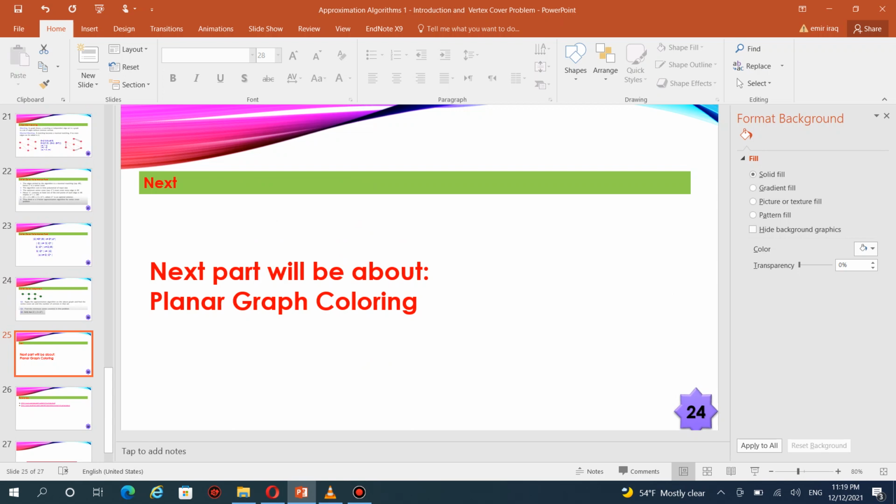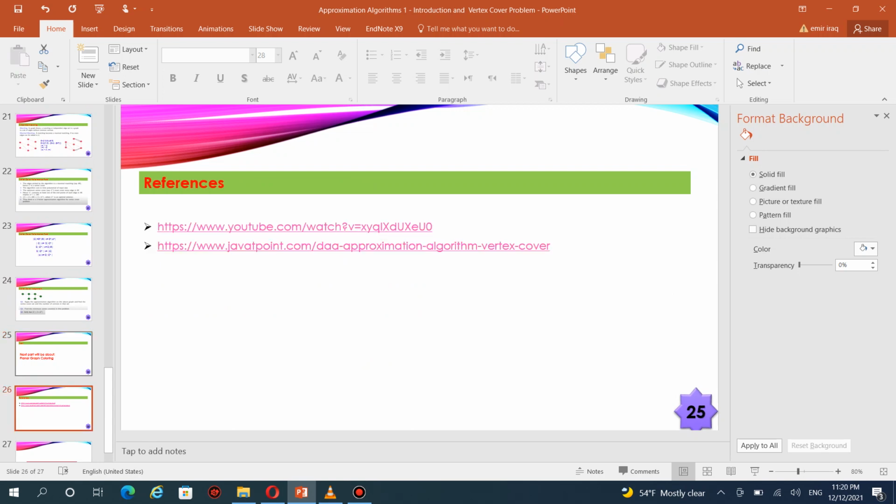Also, the next part is we will talk about linear graph coloring, and this is the reference.